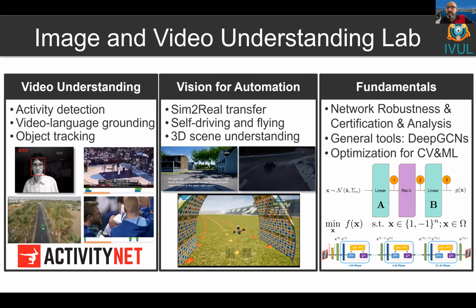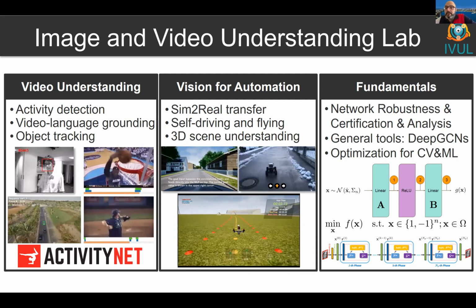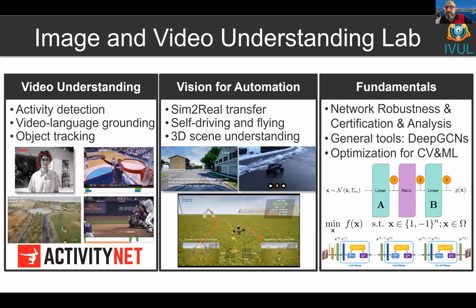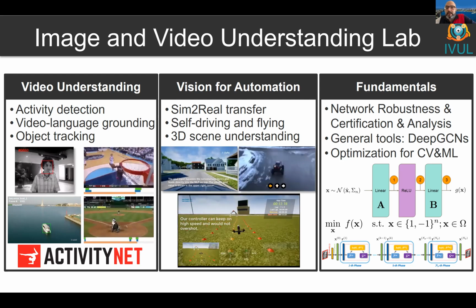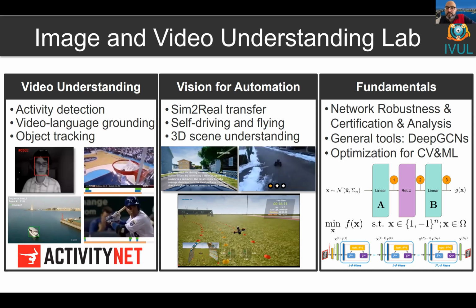The second research theme has to do with visual computing for automation. So things like trying to teach cars how to drive, how to perceive the world around them. Same thing with UAVs and drones. We do a lot of work on learning certain things from simulation and then transferring it over to the real world.